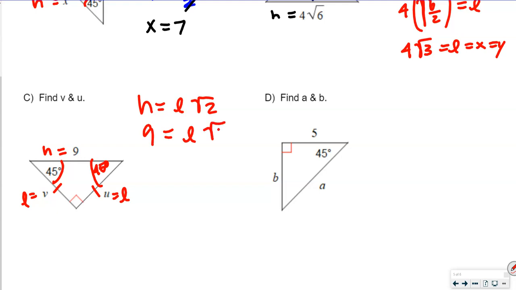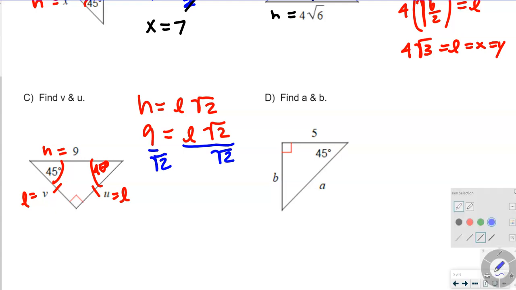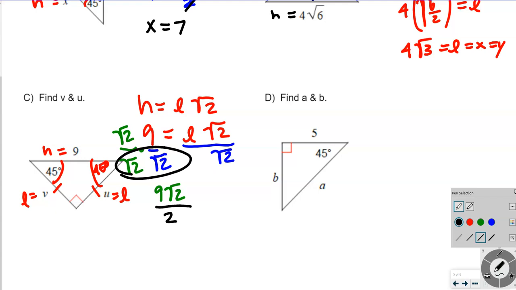Now we're going to have to do what we call rationalizing the denominator, okay? So we're going to divide both sides by the square root of 2. Now, what did I teach you guys? We can never have a radical in the denominator. So we're going to get rid of it by multiplying by it in the denominator, but we also have to multiply by it on the top because anything over itself is 1, right? So that's going to give me 9 square root of 2 on the top. And once again, when we multiply a square root of 2 by a square root of 2, what do we get? 2, right, guys? Because square root of 2 times square root of 2 is square root of 4, and square root of 4 is 2. So that is our L, which means that is our V and our U.